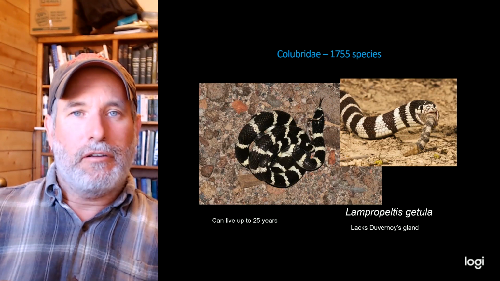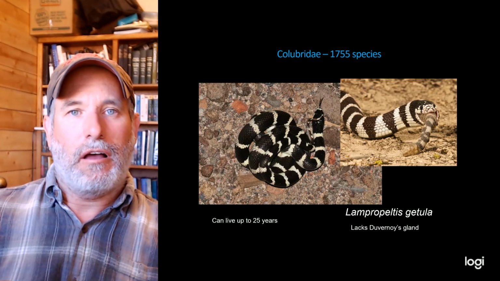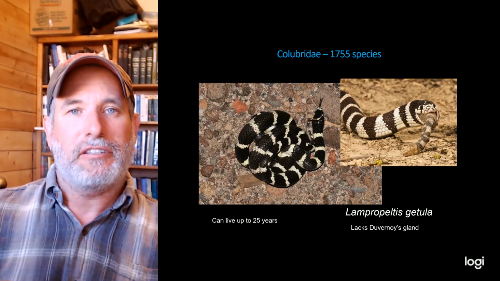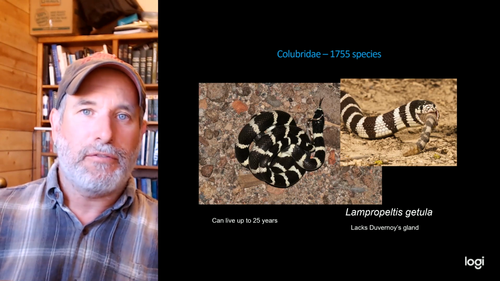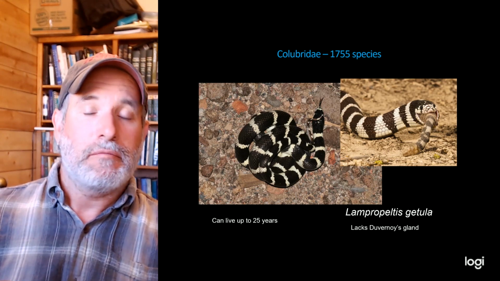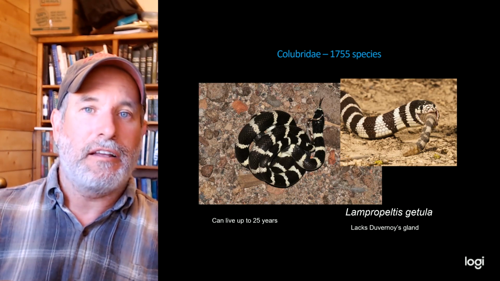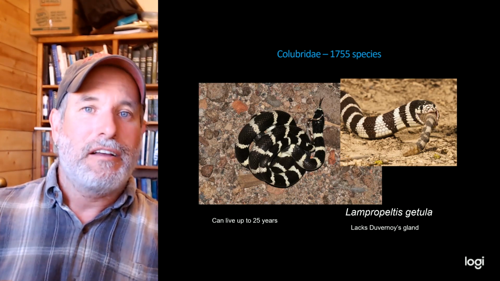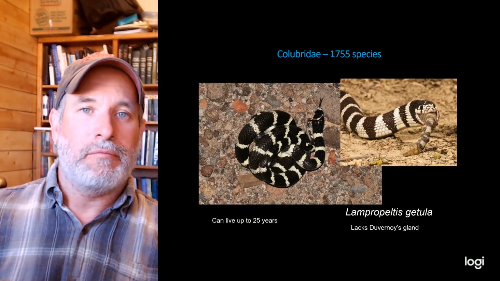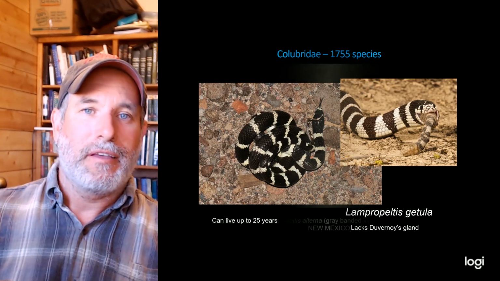And out here in North America, we have something called a king snake, Lampropeltis getula. And it's called a king snake for a reason. That reason is it eats other snakes. And if you look closely on the right, it's actually eating a rattlesnake. They are more or less immune to rattlesnake venom.